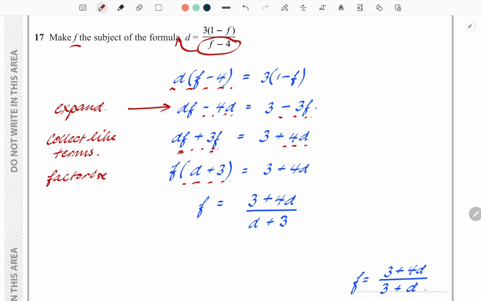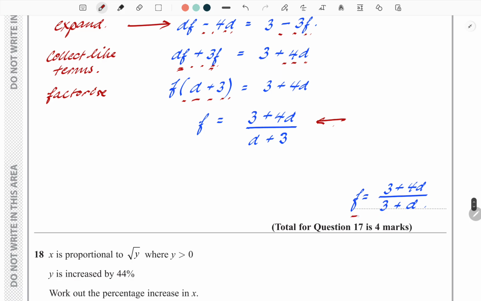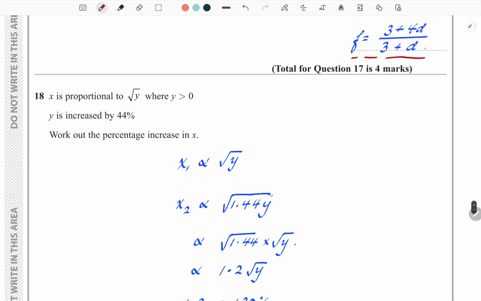So because it's a times here, take it to the other side, the d plus 3 as a whole item, and divide the other side by that. So you now have f equals 3 plus 4d divided by d plus 3, okay? And I've chosen to write it as f equals 3 plus 4d divided by 3 plus d. You can do it the other way around, 4d plus 3, d plus 3 on the denominator. It makes no difference. The terms are all correct. All right then, number 18.